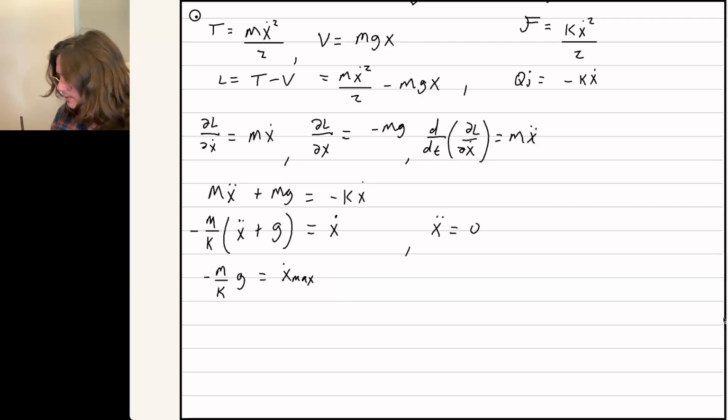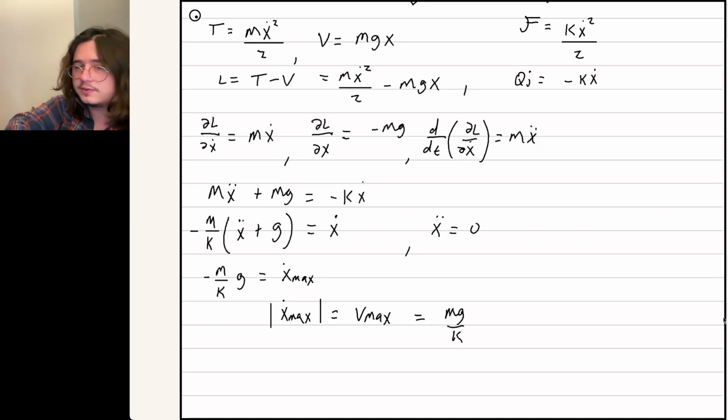But the absolute value of x dot max will be equal to the magnitude v max, which is going to be mg over k, which I think is what Goldstein wanted us to find.